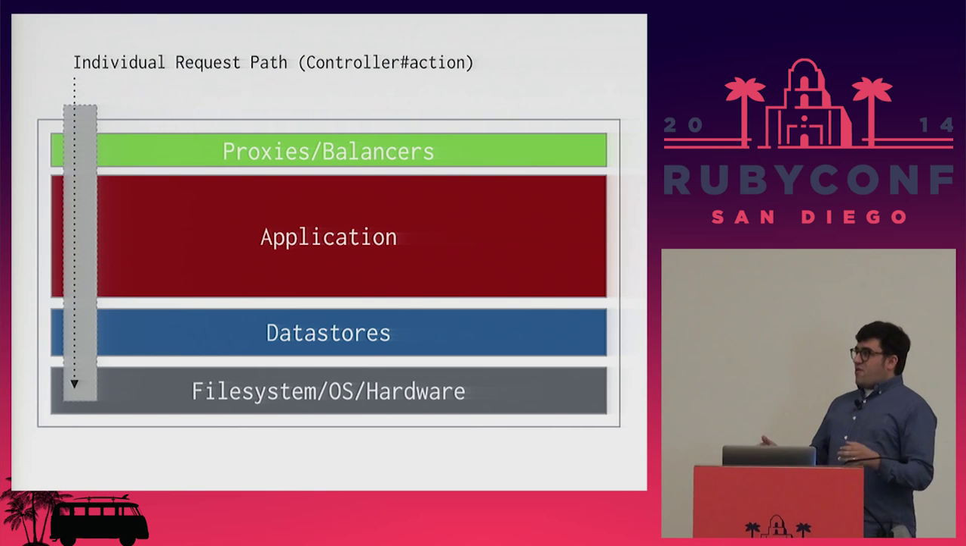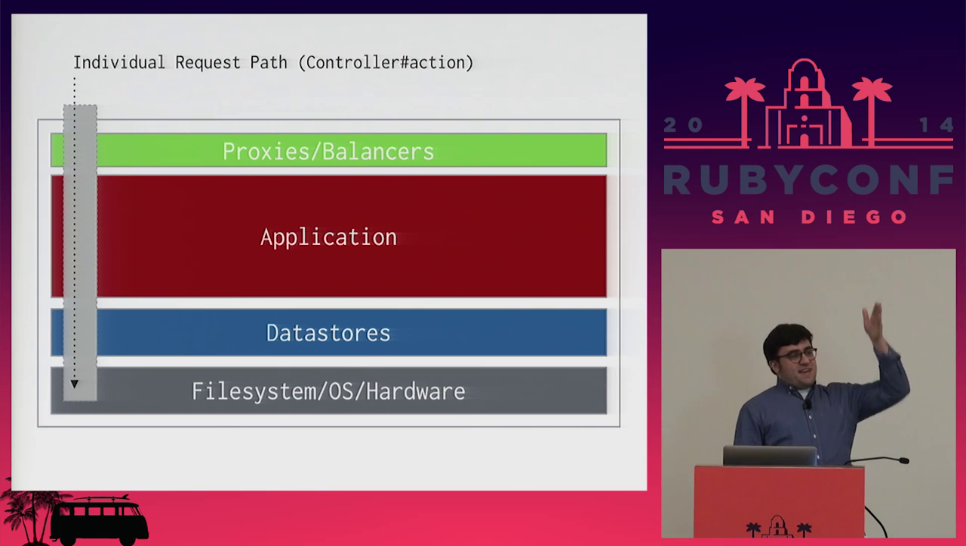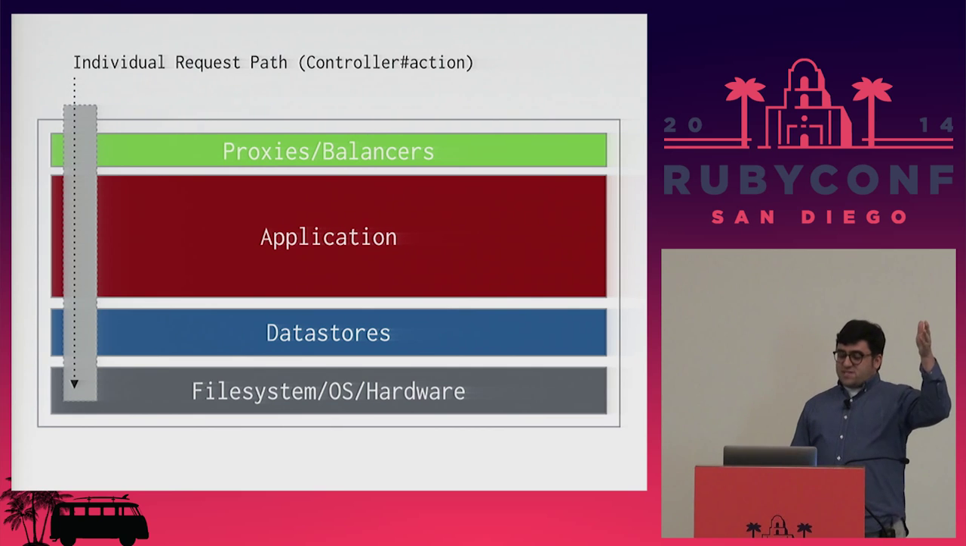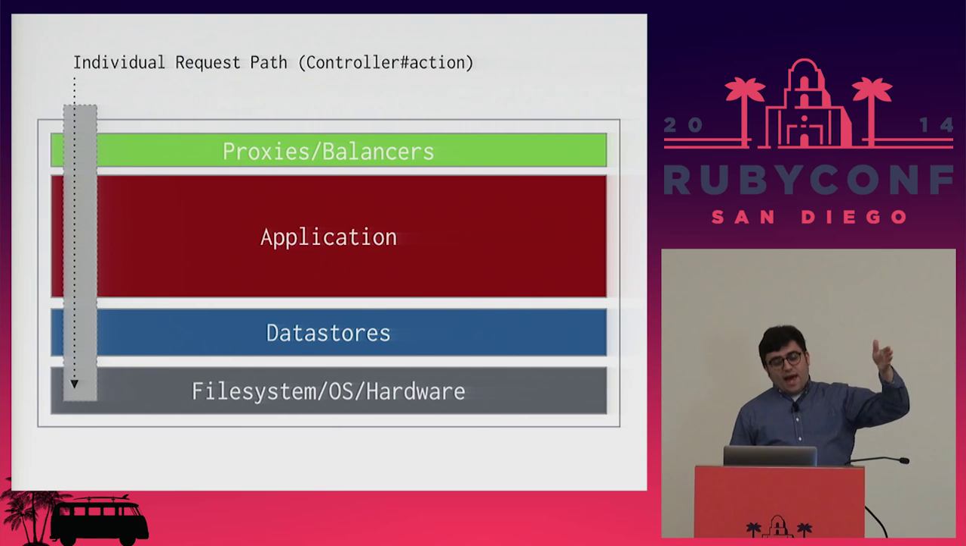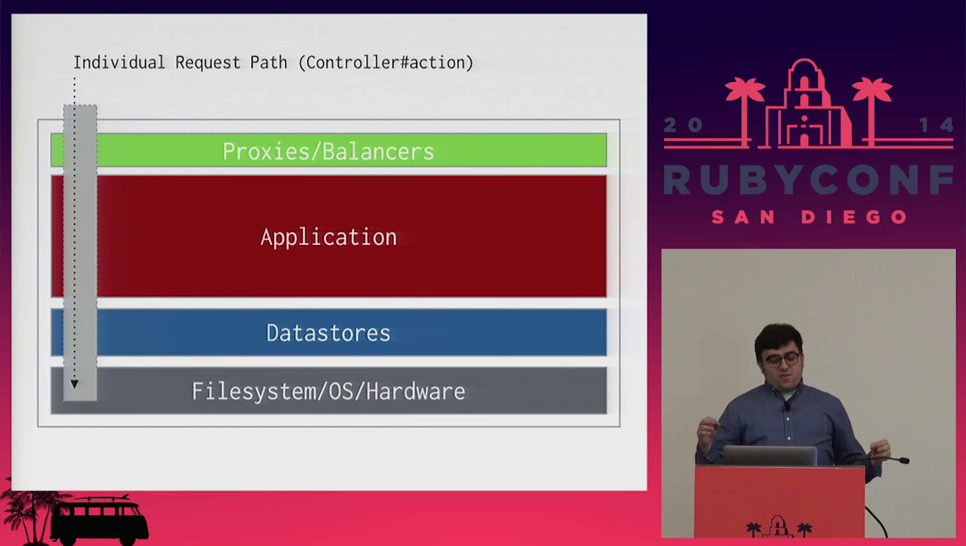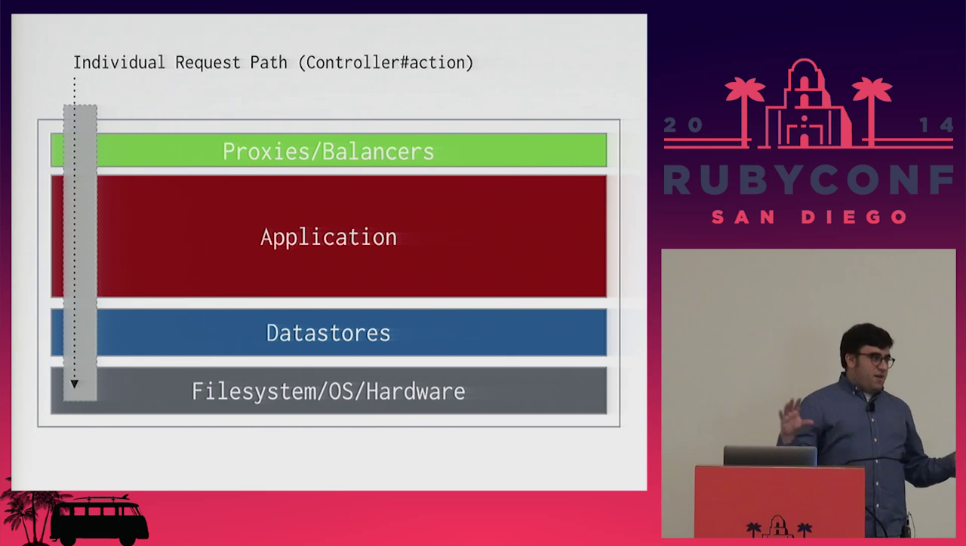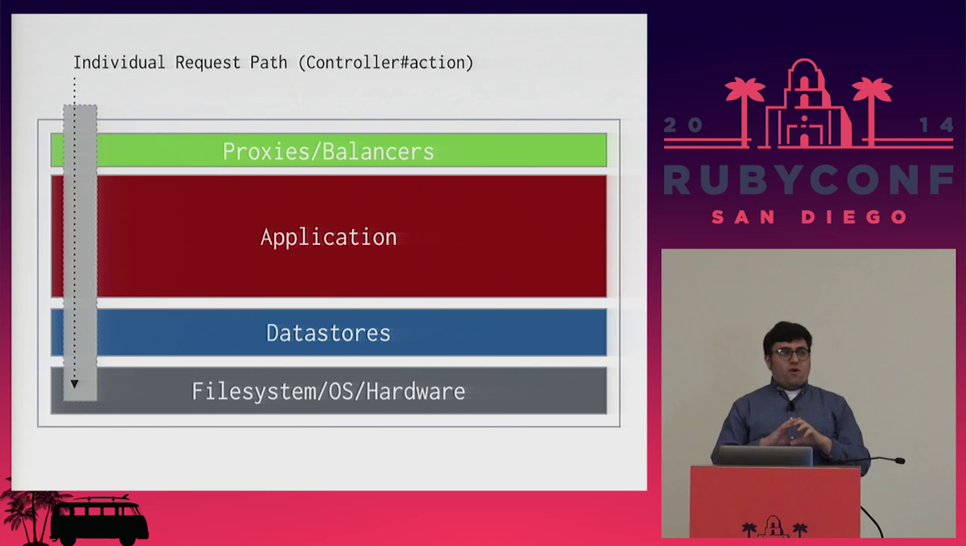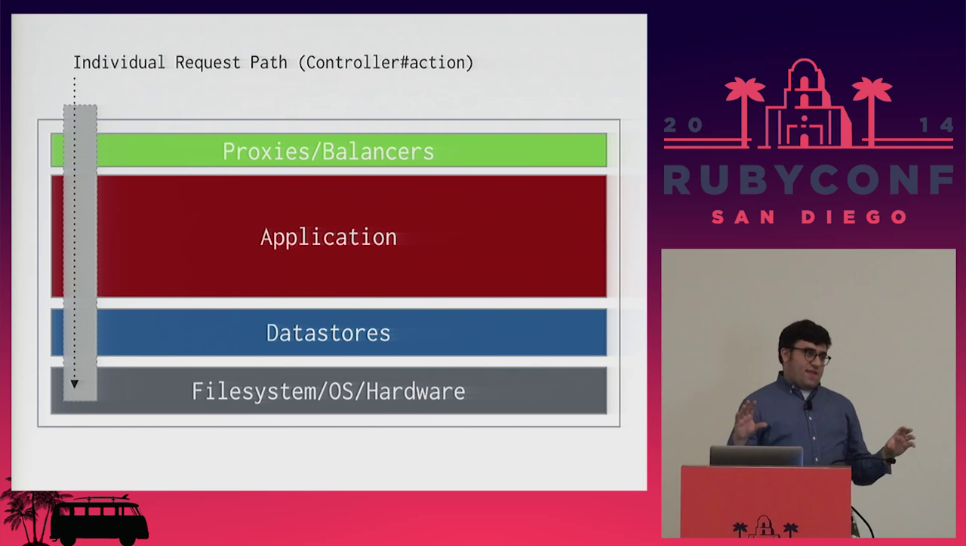So when I think about vertical, I think about a request descending through the stack. When a request comes in, it goes through our balancers and our application and our data stores and comes back up to the user. And when I think about horizontal, those are the tiers of application or software or hardware that it touches.